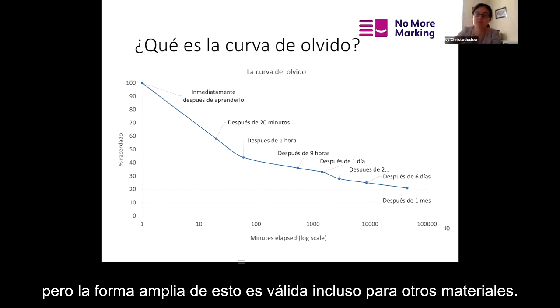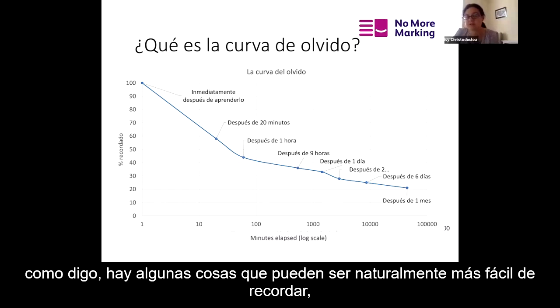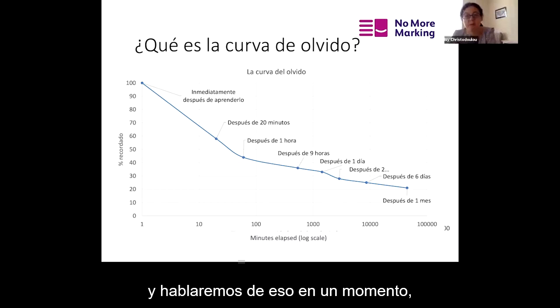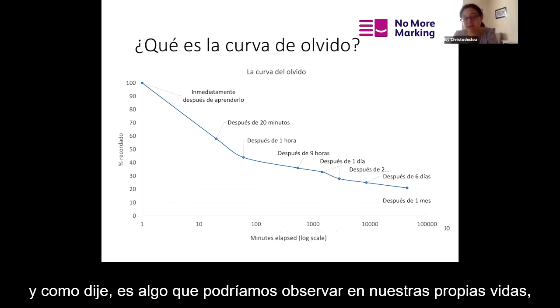But the broad shape of this holds true even for other material. Obviously, there are some things where it can be naturally easier to remember, and we'll talk about that in a moment. But broadly speaking, that is the forgetting curve. And as I say, that's something I think we can probably observe in our own lives.